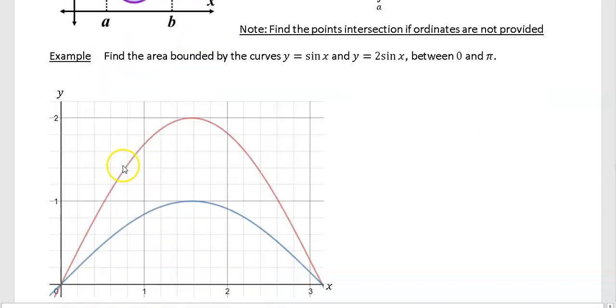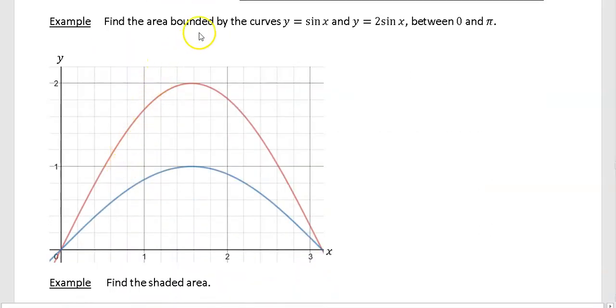Okay, so in this example it says find the area bounded by the curve y equals sine x and y equals 2 sine x between 0 and pi. So 0 and pi are your intervals, or your limits, I should say. So we don't have to work them out at all. And the bottom curve will be your y equals sine x, and the top curve will be your y equals 2 sine x.